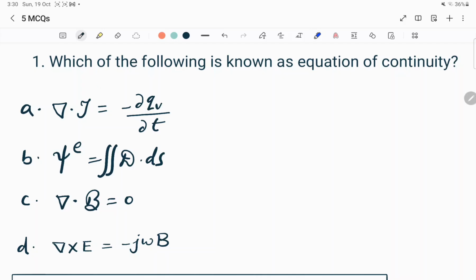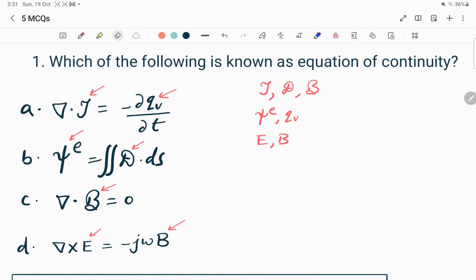First is that, let me choose a different color. Okay, this is a field quantity J. This is a circuit quantity psi E. This is also a field quantity D. This is also a field quantity B. This is also a field quantity E. This is a field quantity B. Okay, and this also is a field quantity. Actually it's a charge, so we can call it circuit quantity QV.